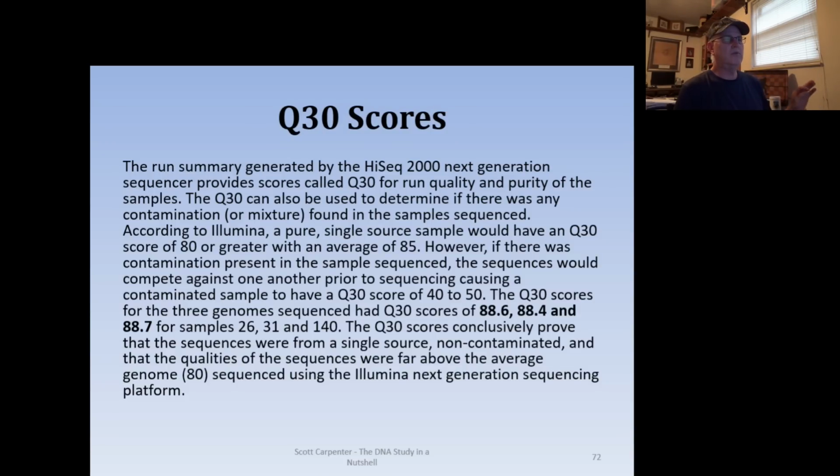The Q30 scores for the 3 Sasquatch genomes sequenced were 88.6, 88.4, and 88.7. This is an electronic machine, uncontaminated, that did the analysis, and all the samples came back as pure single source. Period. In a sentence: they were single source, non-contaminated, and the quality and the sequence were far above the average. In other words, 80 is your average. So they were pure samples, and they were non-contaminated.